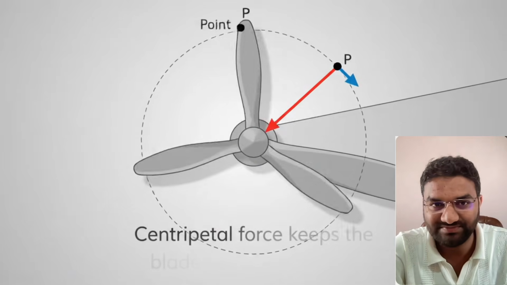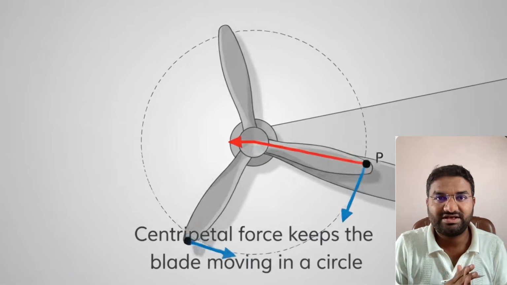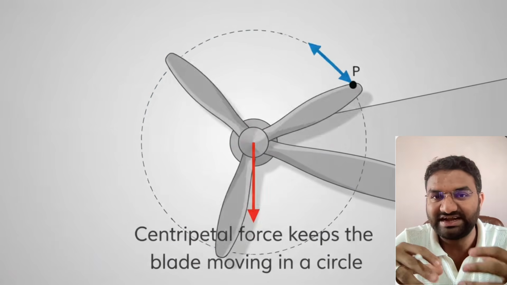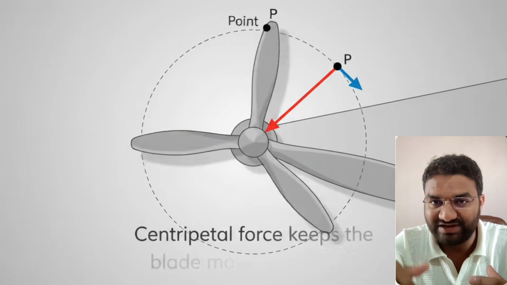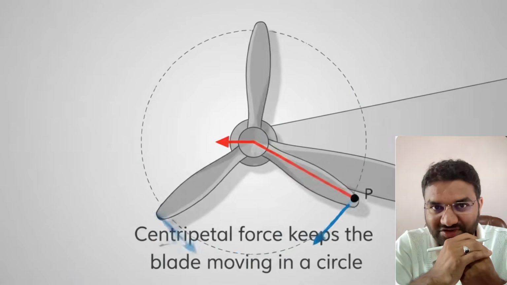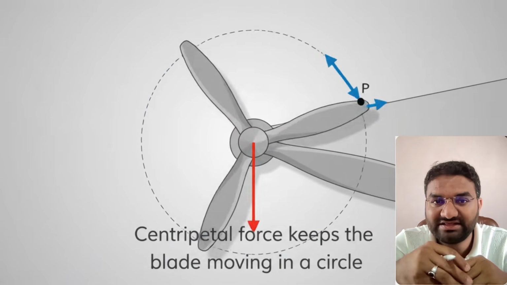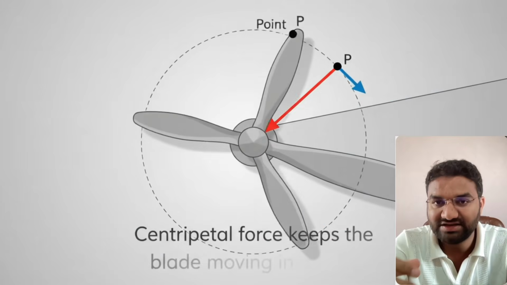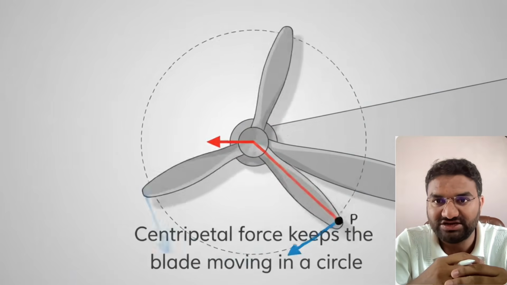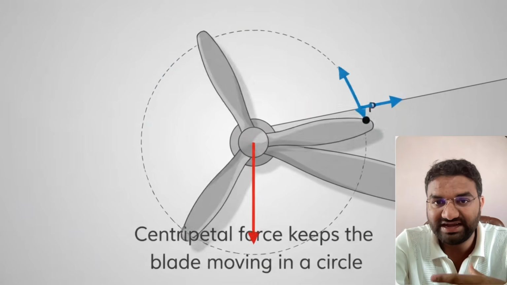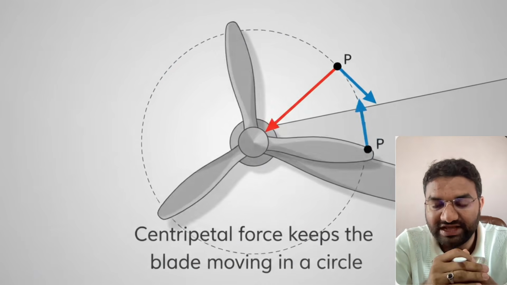Then the next one is circular motion in the blades. An object moving in a circle needs a centripetal force directed towards the center. Okay, centripetal force, I hope you have gone through it. Every point on the spinning propeller blade is constantly changing direction, not speed, which means it is accelerating towards the center of rotation.